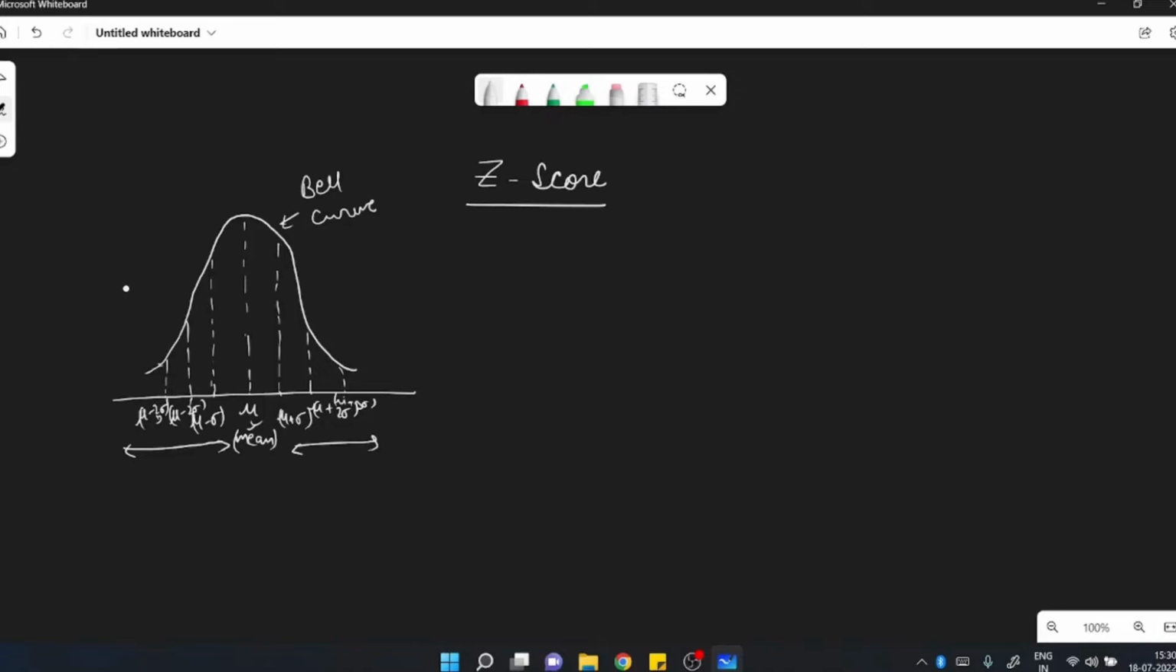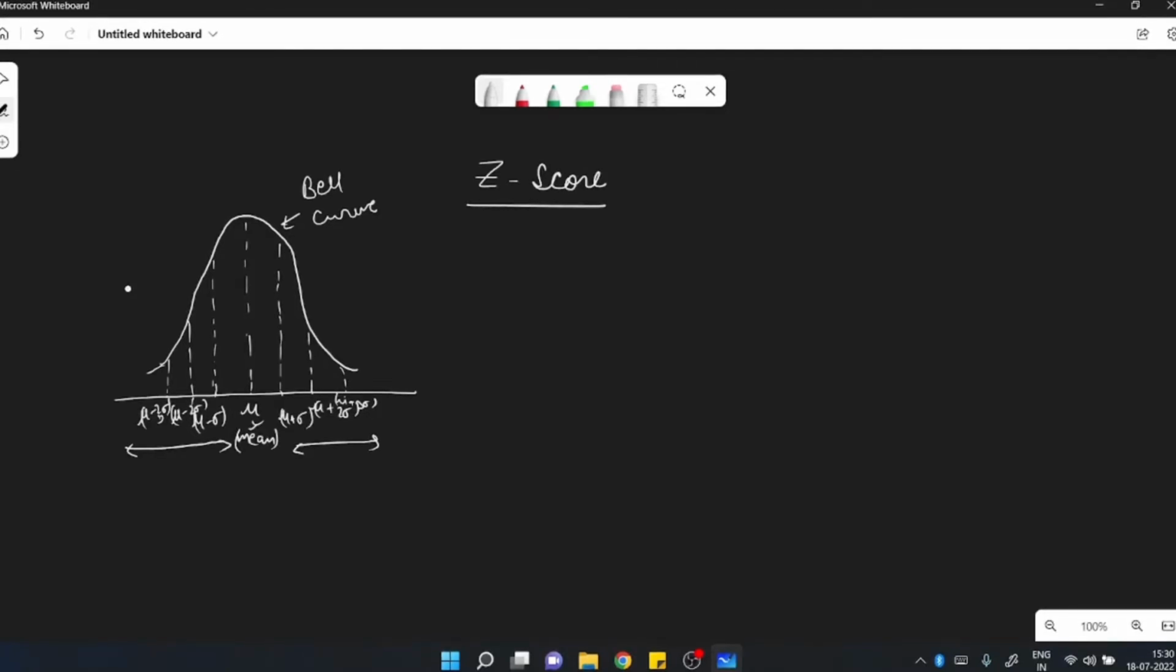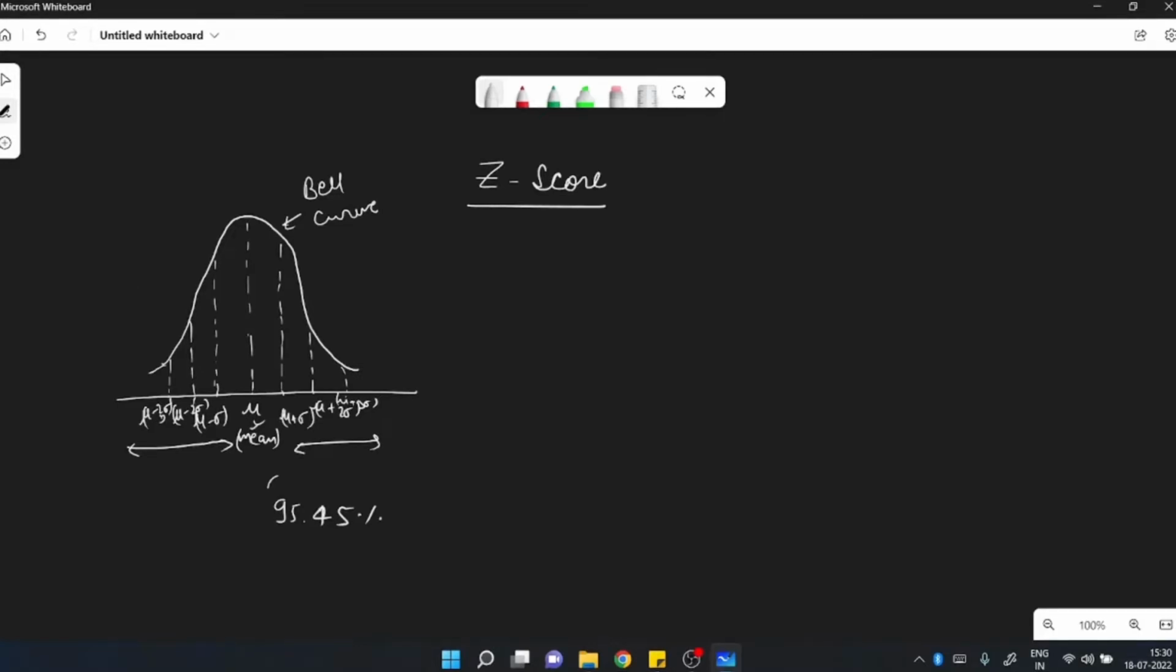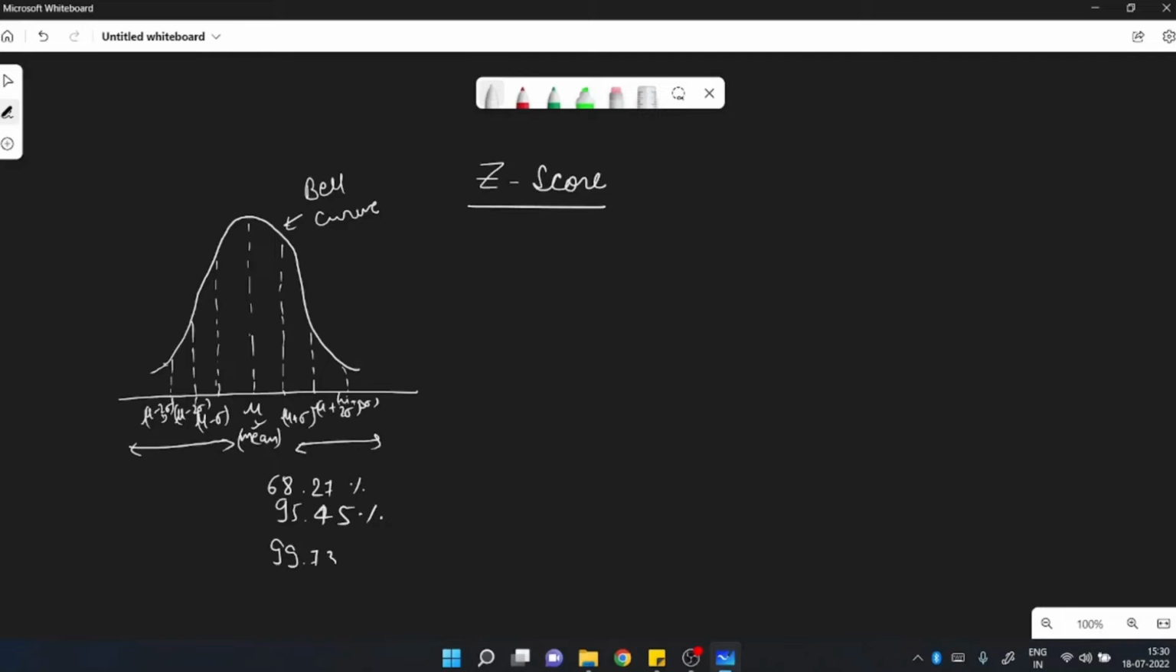So what happens in this bell curve is the first range of standard deviation will occupy almost 68.27% of the data points, and the second range of standard deviation will occupy almost 95.45% of the data points. Here the first range of standard deviation will occupy 68.27%. This is for the second range of standard deviation, and 99.73% of the data points will be occupied by the third range of standard deviation.